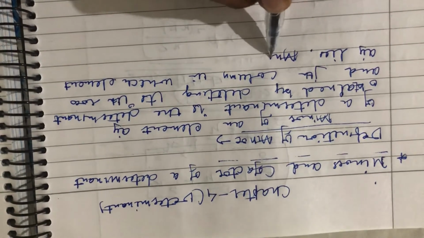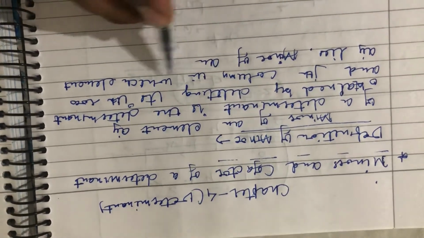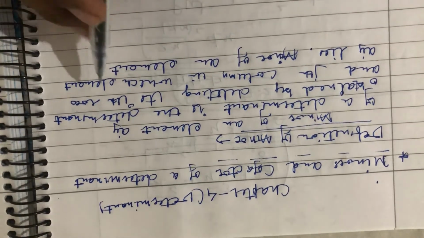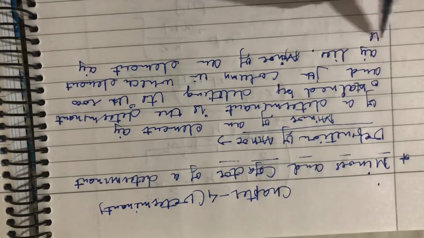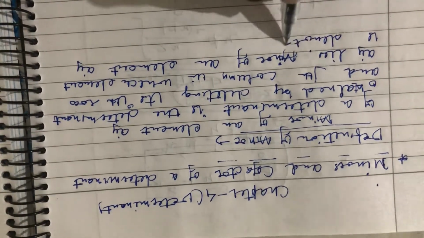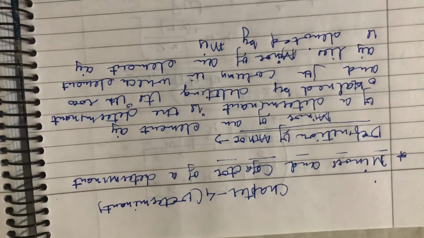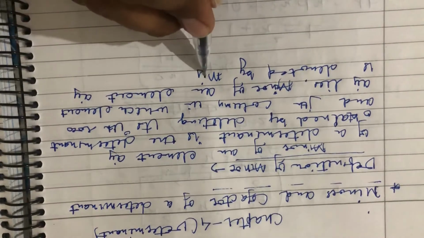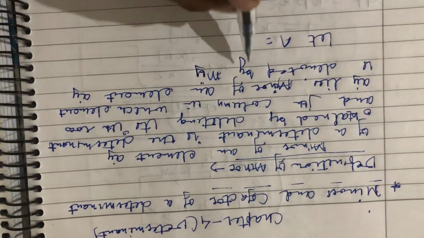Minor of an element Aij is denoted by Mij. Suppose let A be any determinant.